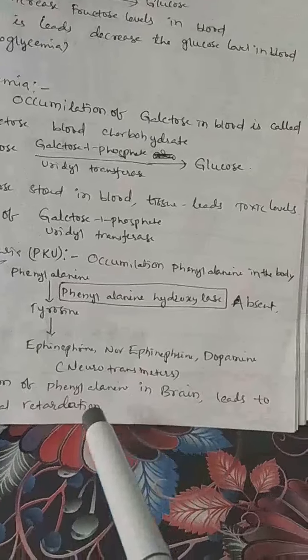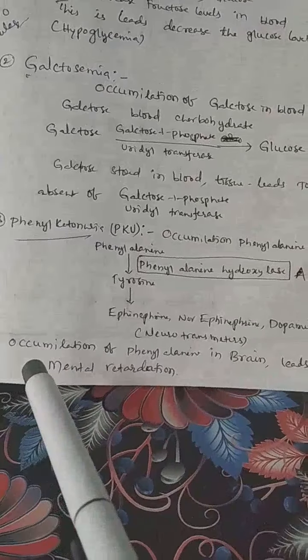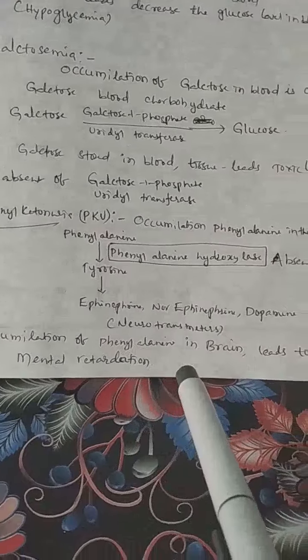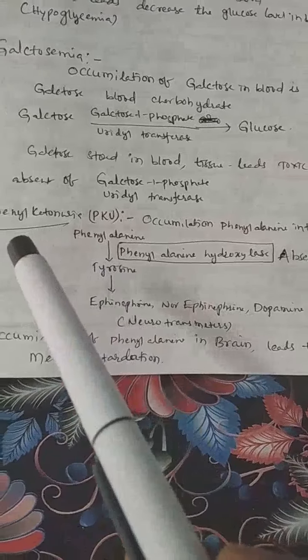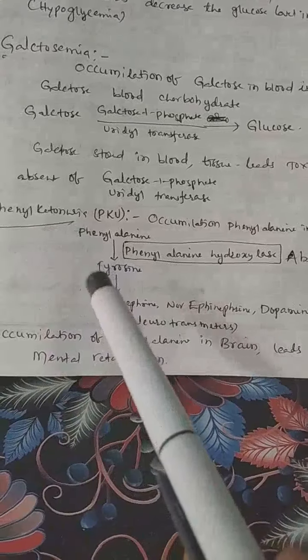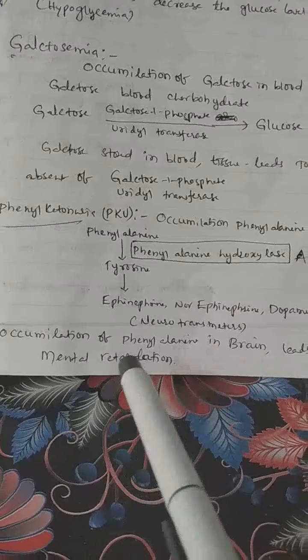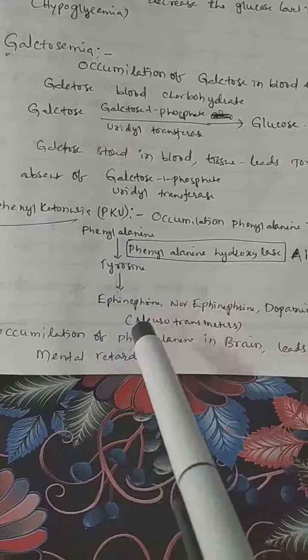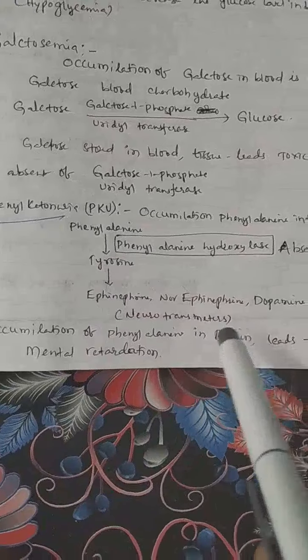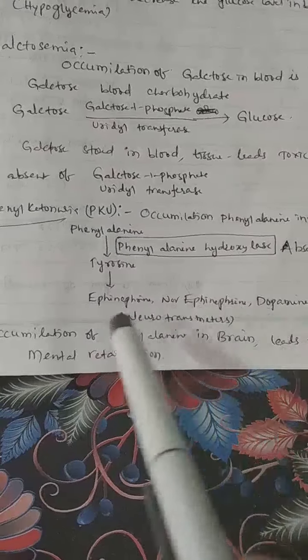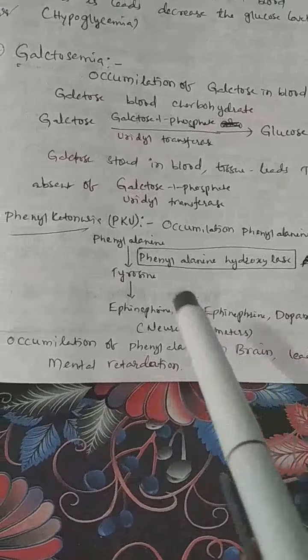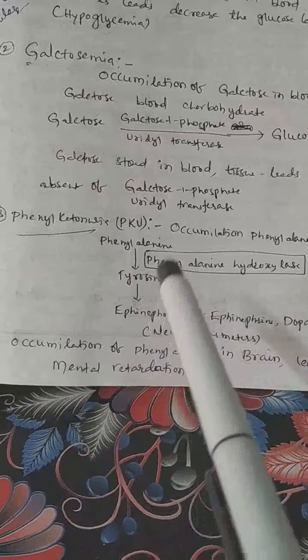Okay. So here, one more thing: accumulation of phenylalanine in the blood and brain leads to mental retardation. So phenylketonuria especially causes mental retardation in children, and there is no production of dopamine and neurotransmitters. So these activities are decreased. So this is about phenylketonuria.